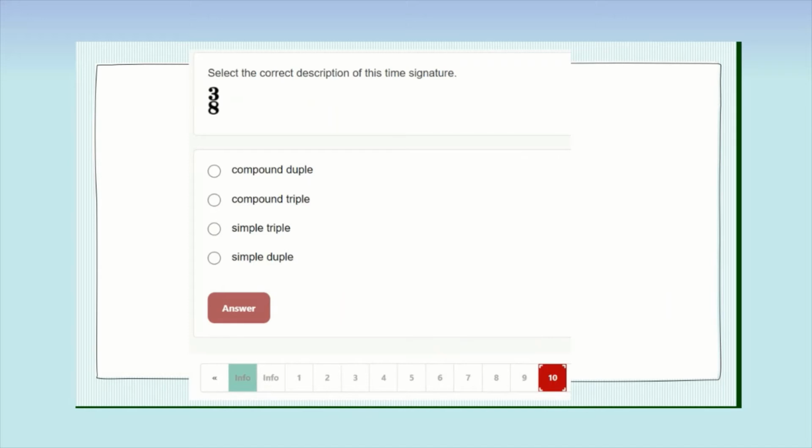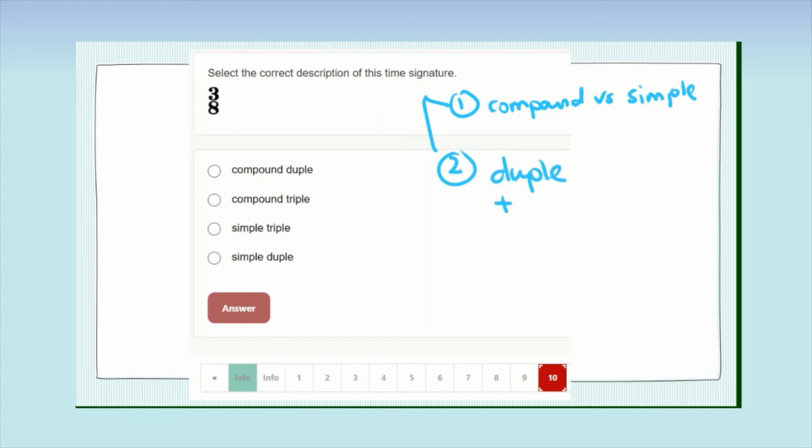Let's move on. Select the correct description of this time signature. This question is testing us on two things. One, whether we know what's compound versus simple. Number two, whether we know our duple, triple, and quadruple.